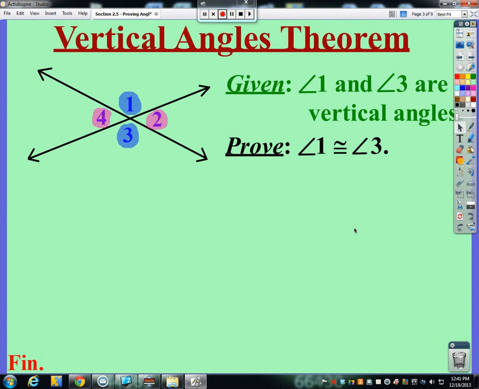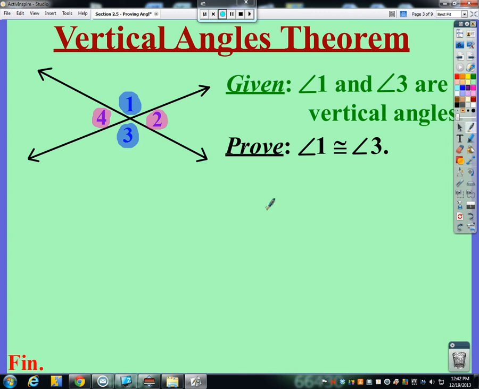So here we go. Here's our given information. We've got vertical angles. Sweet. What does that mean? We need to prove that vertical angles are congruent. So I just used angles 1 and 3. I could do this same exact proof with angles 2 and 4 instead, and just substitute 1 with 2 and 3 with 4, and it's really the same exact thing.